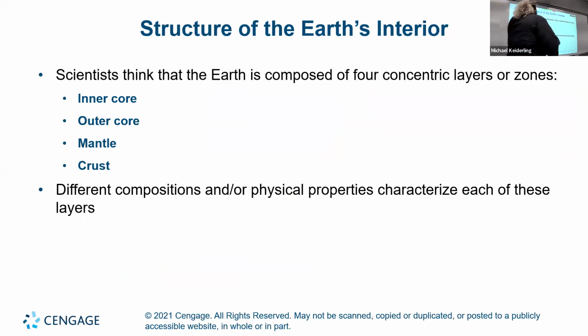So, the structure of the Earth, we think the Earth has more or less four main layers, four concentric layers or zones. There's also some subdivisions in here we'll talk about a little later. But there is the inner core, which is solid iron and nickel. The outer core, liquid iron and nickel.